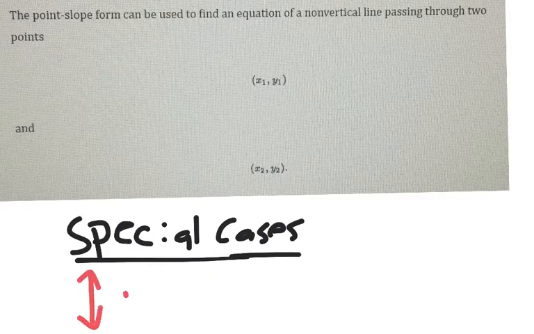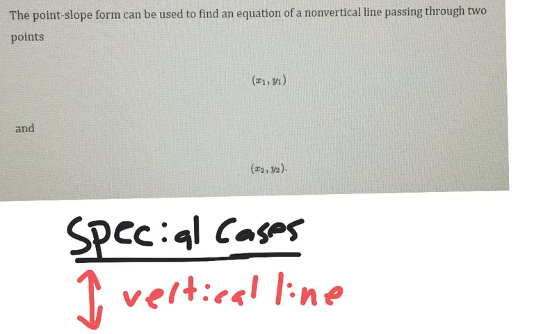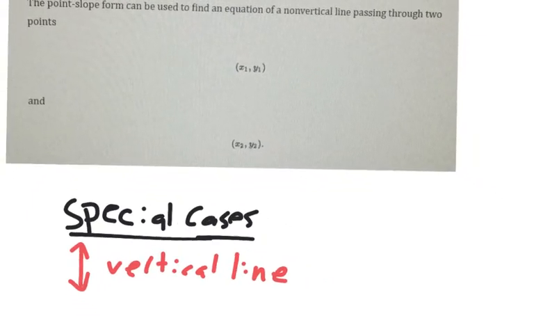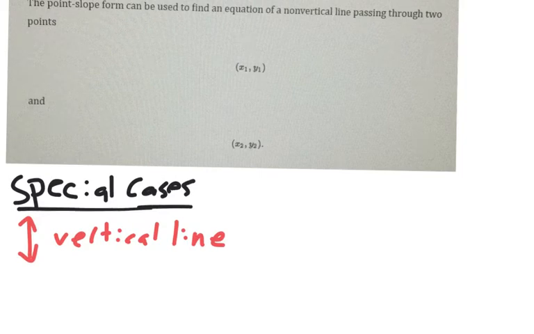which is a line that goes straight up and down. Why would point slope form not work for a vertical line? It does have slope, but the slope is undefined. So we can't put a number in for m because undefined is not a number. So when we have a vertical line, point slope form will not work. So does anybody know or remember what the equation for a vertical line looks like?